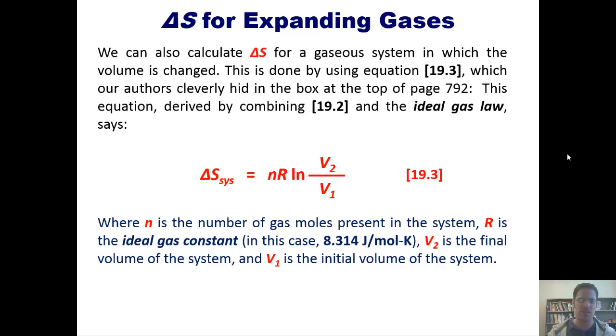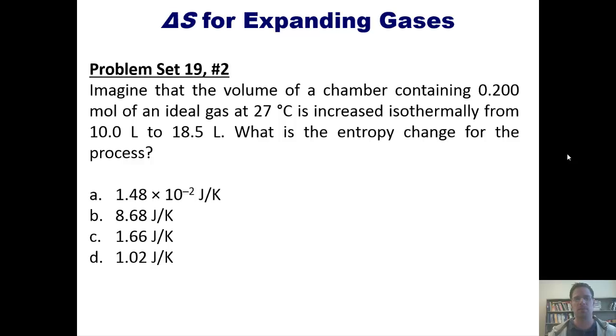V2 is the final volume of the system, and V1 is the initial volume of the system. With that said, let's look at a problem. Imagine that the volume of a chamber containing 0.2 moles of an ideal gas at 27 C is increased isothermally.